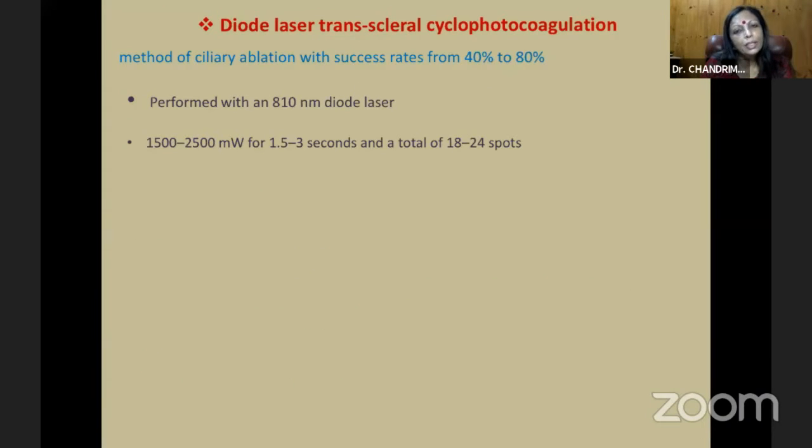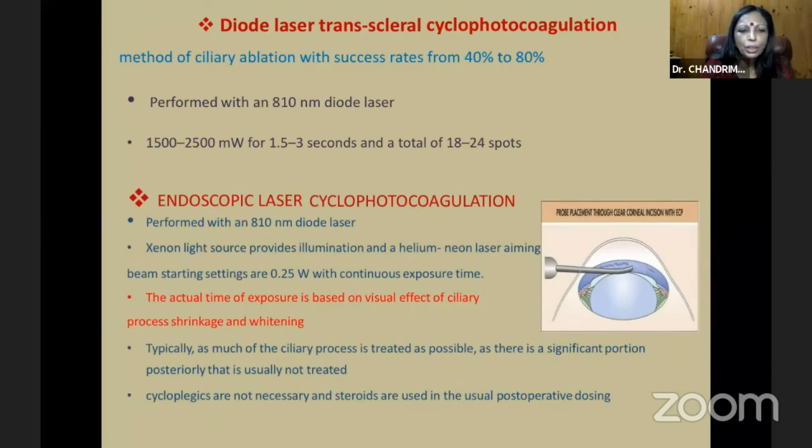So diode laser transscleral cyclophotocoagulation, method of ciliary ablation with success rates of 40 to 80%, performed with the 810 nm diode laser, 1500 to 2500 milliwatts for 1.5 to 3 seconds, and a total of 18 to 24 spots. Endoscopic laser photocoagulation performed with, again, the same diode laser, and xenon light source provides illumination, and the helium neon laser aiming beam, starting settings at 0.25 watt with continuous exposure time.